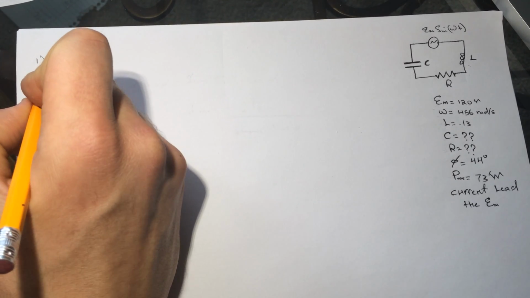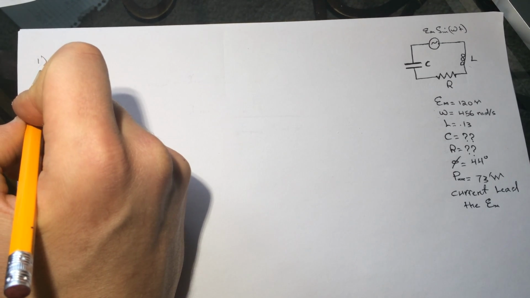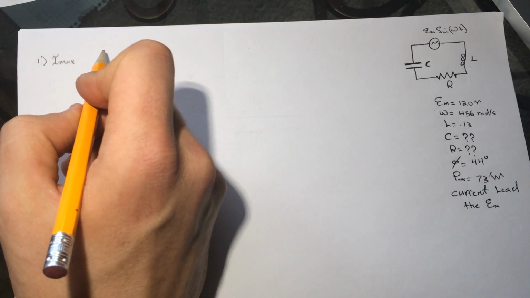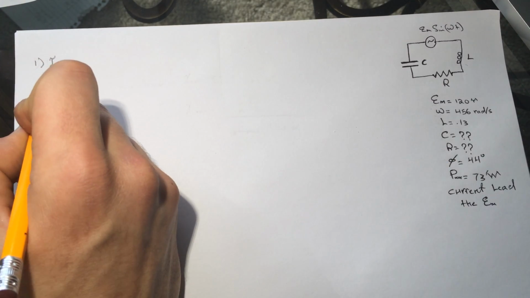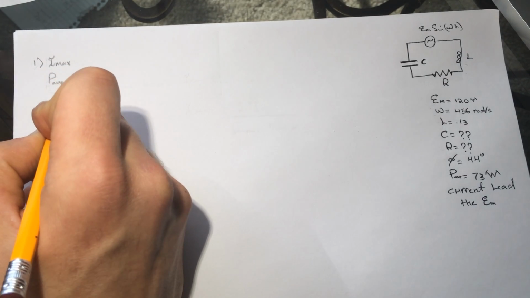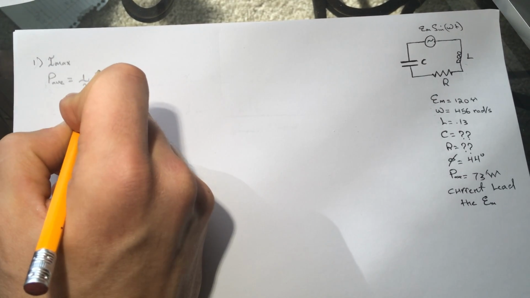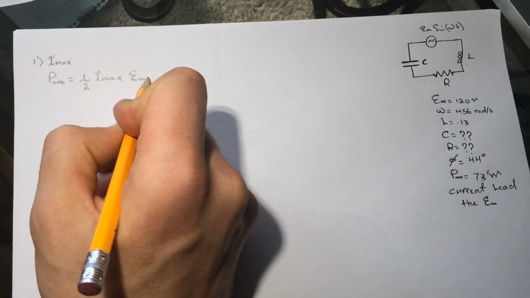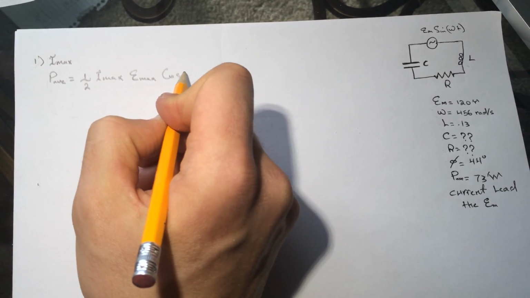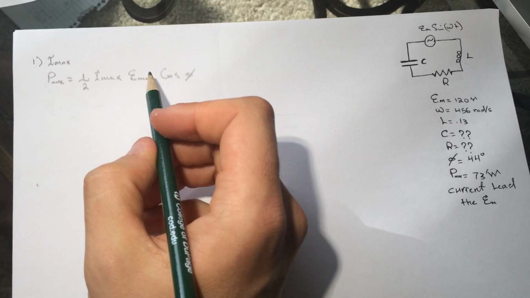what is the I max? Well, we can use the fact that they gave us the power average by the generator, and so power average will be equal to half I max times the V max times the cosine of phi. Let me use this one.